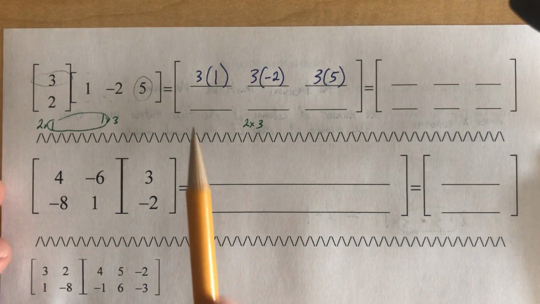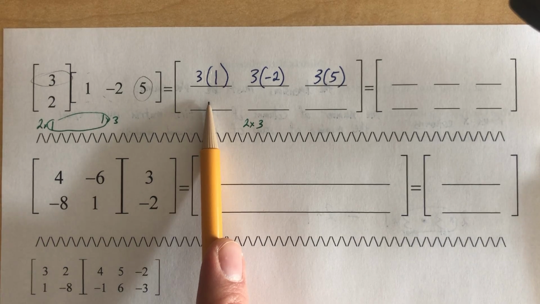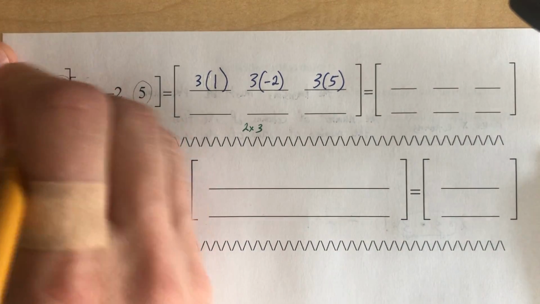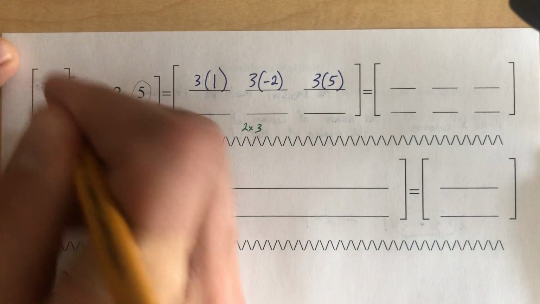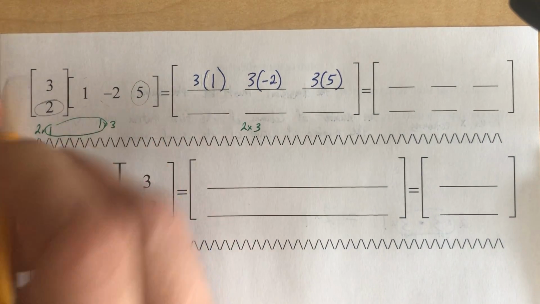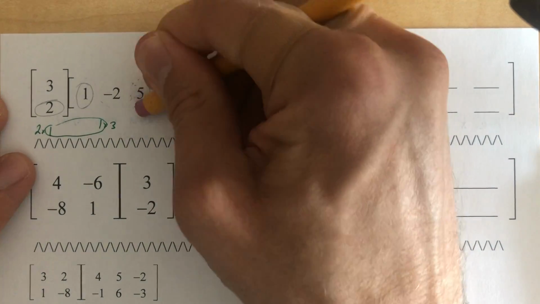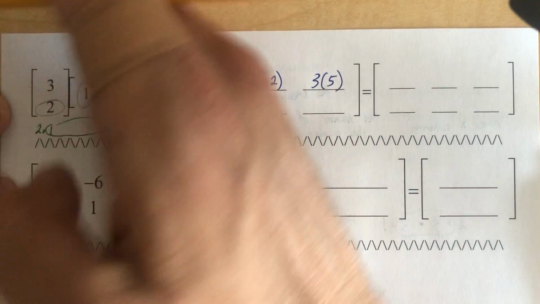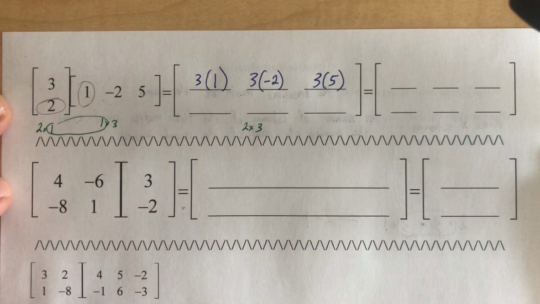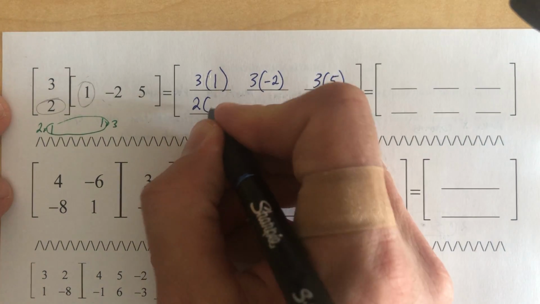Okay, if I wanted to know what goes here, bottom left, let's go with the rows first. Bottom left. There it is. Bottom left. That would be 2 times 1.